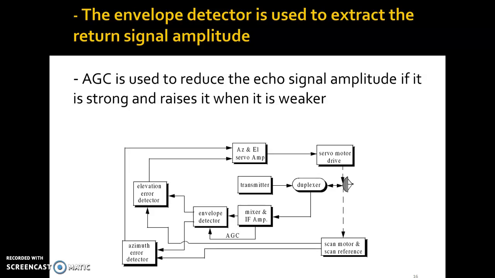The mixer will produce a mixing of the two beam axes. The transmitter will transmit the signal. The duplexer will transmit and receive the signals from the radar. And the servo motor drive will position our target over the tracking axis.